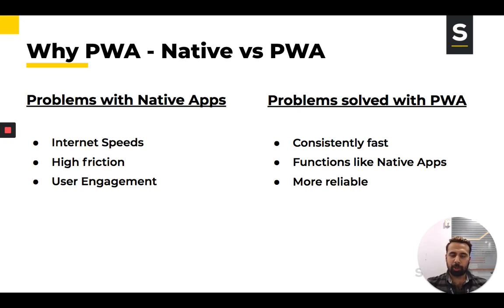Here is where PWA comes to the rescue. From the moment a user downloads an app to the moment they start interacting with it, everything happens consistently fast because it does not require the user to download a 30 MB application. Rather, it is as simple as opening a web page in your mobile browser.